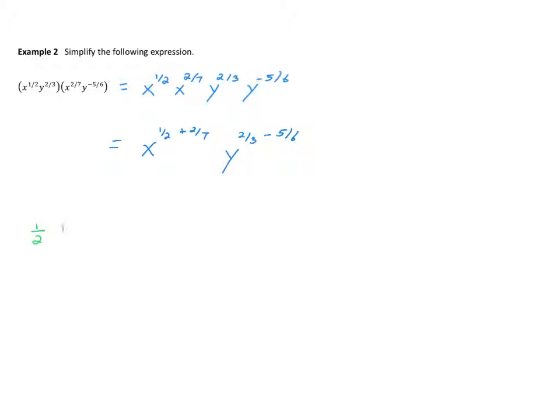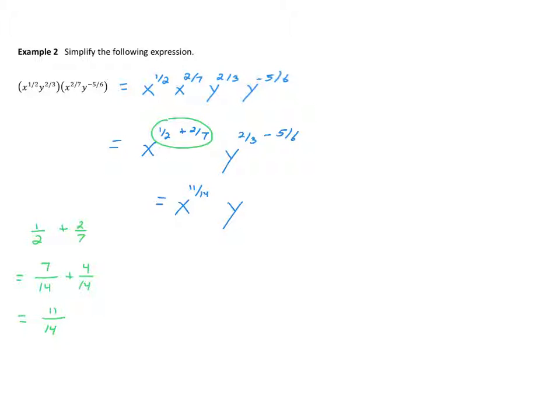So, what is 1/2 plus 2/7? I need a common denominator of 14, which means I'm multiplying the first fraction by 7 and the second fraction by 2. And if I add these together, I get 11/14. So I'm going to replace this number with 11/14. That's x to the power of 11 over 14.